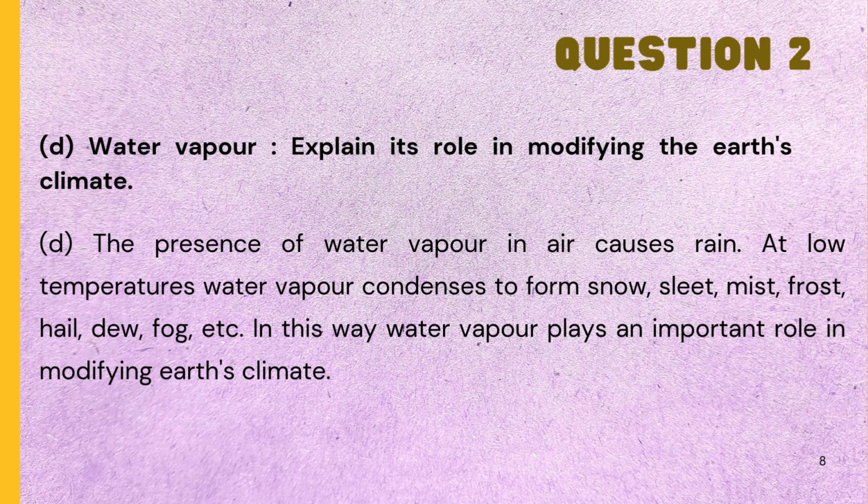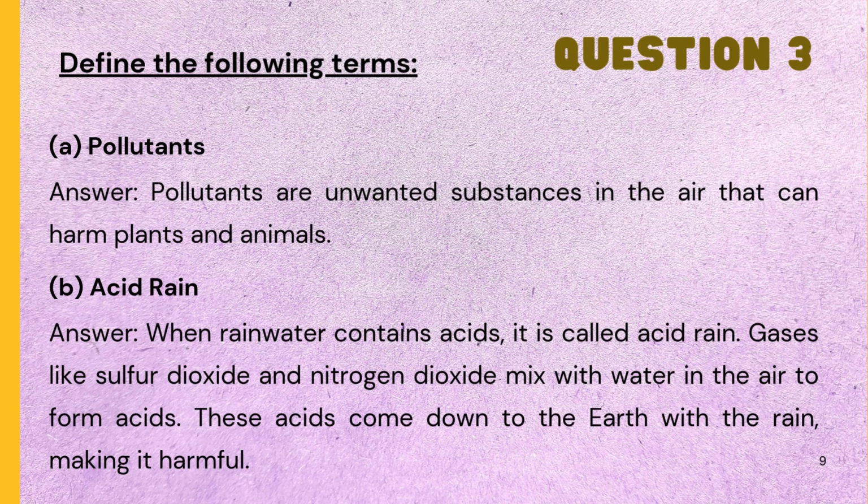D. Water vapor. Explain its role in modifying the Earth's climate. Answer: The presence of water vapor in air causes rain. At low temperatures, water vapor condenses to form snow, sleet, mist, frost, hail, dew, fog, etc. In this way, water vapor plays an important role in modifying Earth's climate. Define the following terms. A.